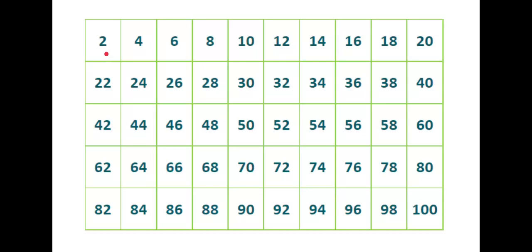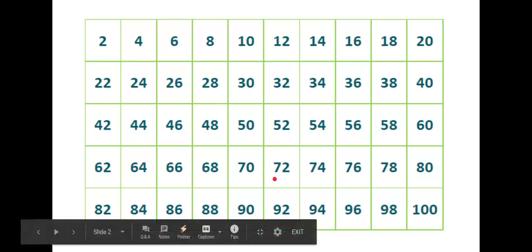Let me show you. Deux, quatre, six, huit, zéro. I'm looking at the ones place, la place des unités. Suite. Deux, quatre, six, huit, zéro. Deux, quatre, six, huit, zéro.